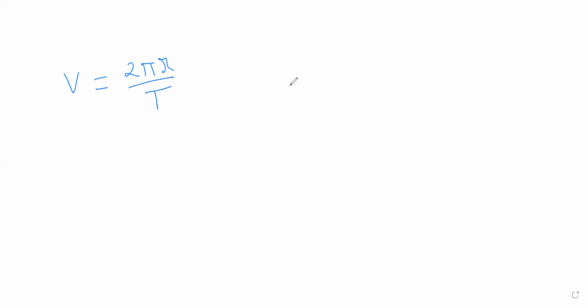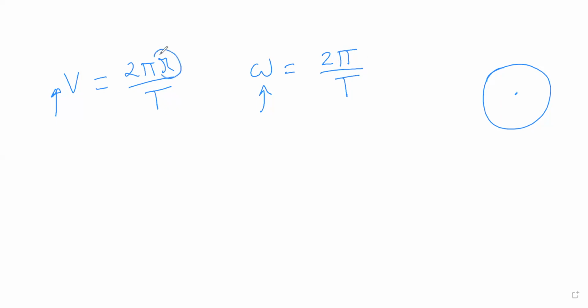And what is our omega? Omega is the angular velocity. Angular velocity equals 2 pi over T. Tangential speed, and this is angular velocity. If the radius is bigger, our tangential speed will be bigger, but angular speed does not depend on the radius. That's why it's 2 pi over T. So you can see one r is extra. This 2 pi over T we can write as omega, so v equals omega r.